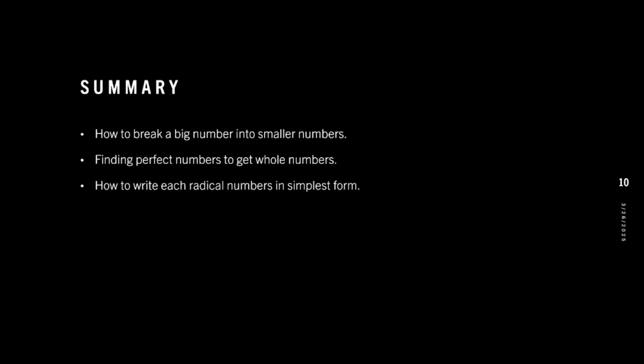Okay, so we've reached the end of the video. So let's just sum up what we just did today. So we just learned how to break big numbers into smaller numbers using the tree diagram, finding the perfect numbers to get whole numbers, meaning if you find those perfect numbers, you can make them into integers or whole numbers instead of being radicals, and how to write each radical in simplest form, meaning you would have the whole number in the front, and then you would have the radical with the radicand inside, or the number inside the radical.